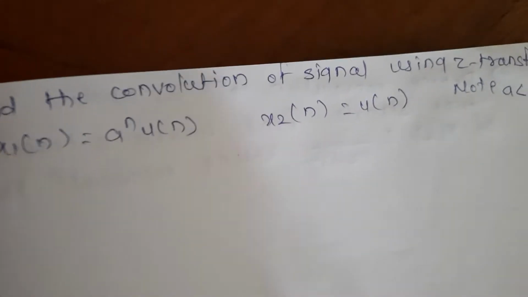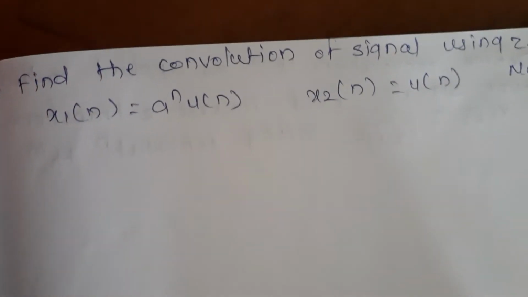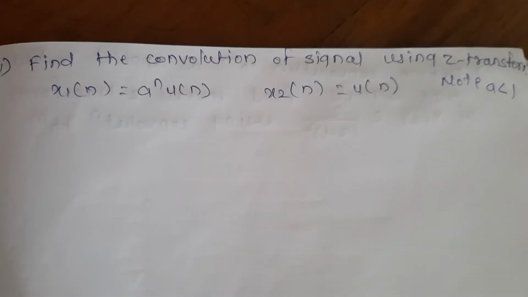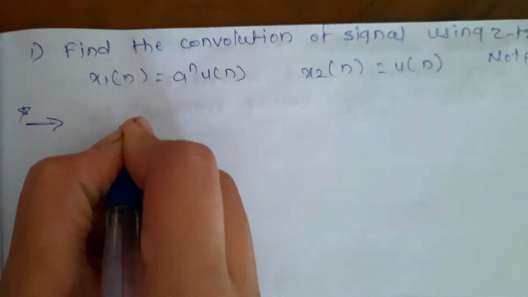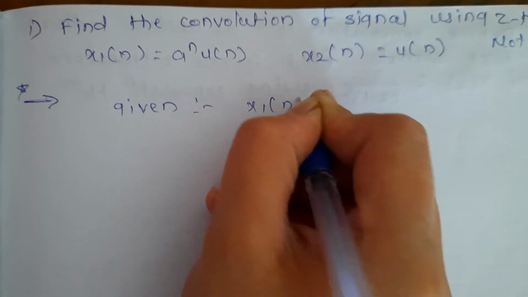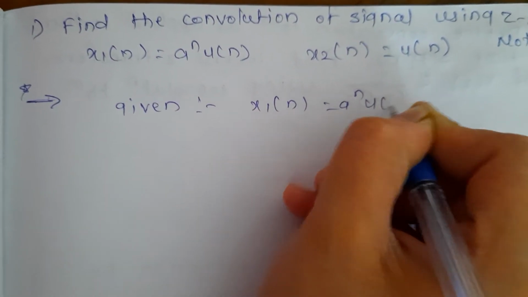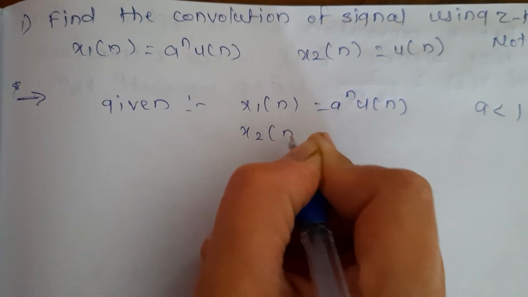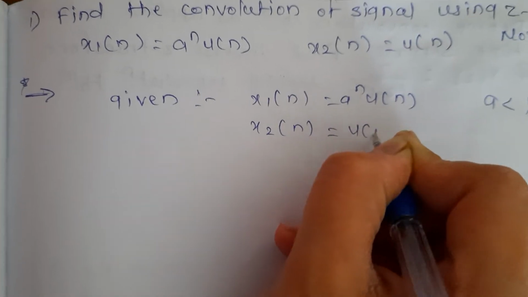The next problem was asked in a junior set exam for 8 marks. Find the convolution of the signals whose Z transforms x1 and x2 are given. So the solution is, first we write the given expressions: x1[n] is a^n u[n] and x2[n] is u[n].